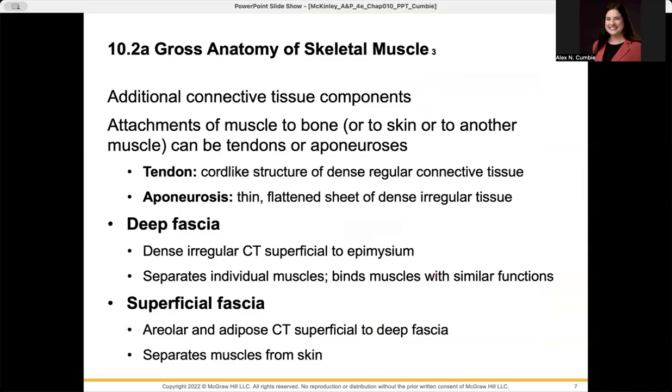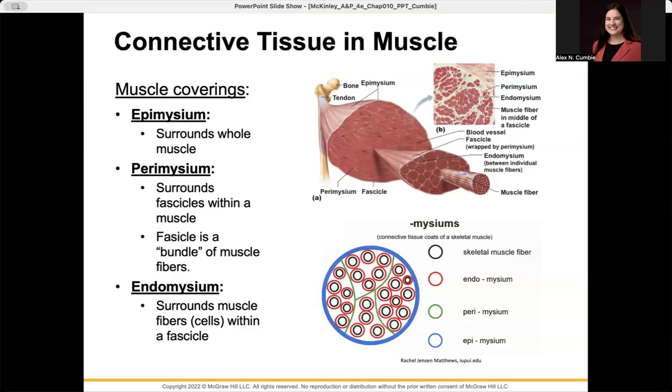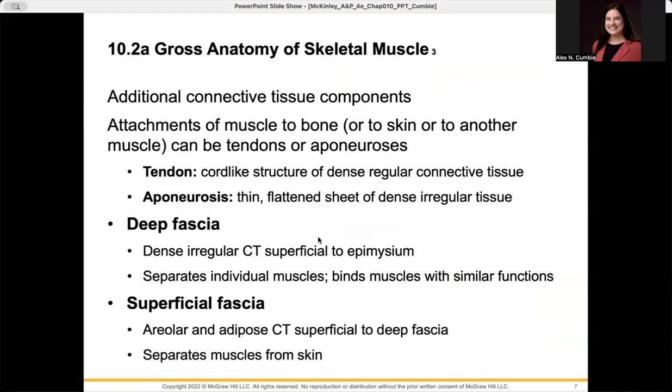So we're going to keep going into some of the other gross anatomy or additional structures that are part of this. Okay, so this is the general formation that we saw in the previous slide for how we form muscles. But these muscles, as you can see here in this picture, have to be attached to bone through other avenues other than just these muscle coverings, one of which is going to be a tendon. So we'll take a look at that on the next slide.